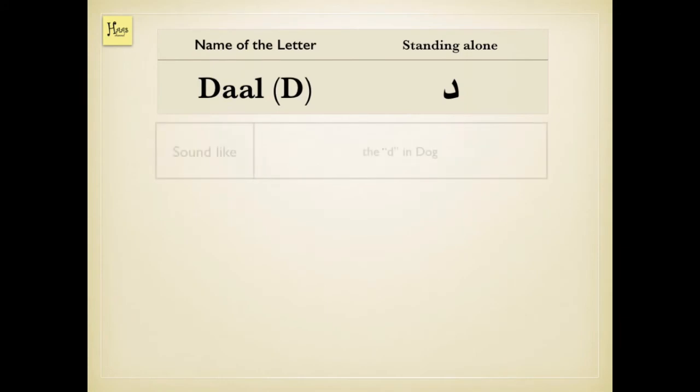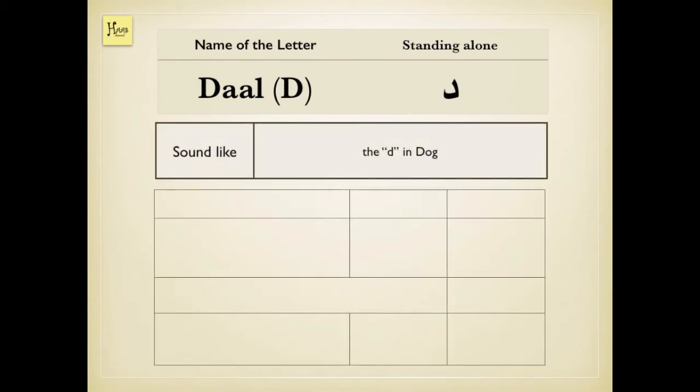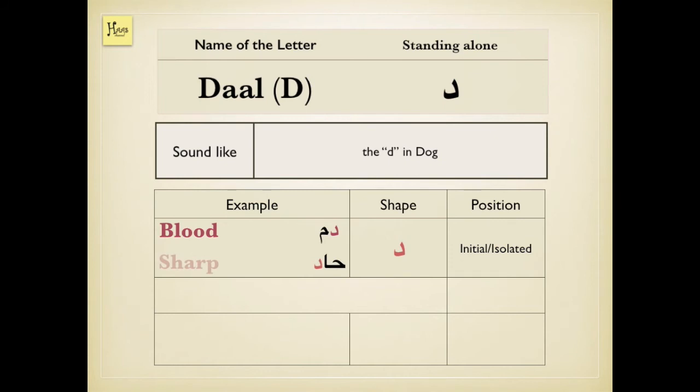Okay, moving to the next letter, which is Daal. Daal, Da. It sounds like the D in dog. So let's go through the examples. The initial and the isolated position for Daal, as you see, the shape is the same. So let's go through the first example. Dam, blood. Second example is had, sharp.